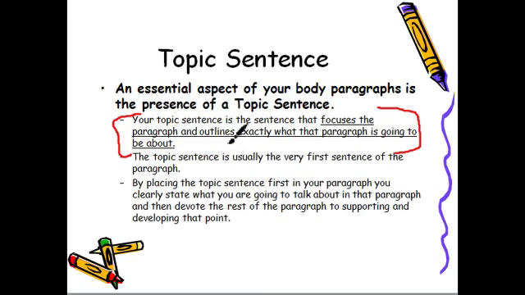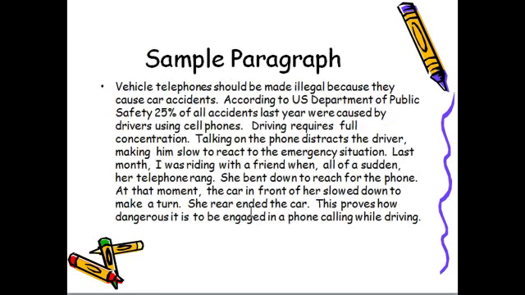The topic sentence is usually the first sentence of the paragraph. By placing the topic sentence in your paragraph, you will be able to clearly state what you're going to be talking about in the paragraph and therefore be able to devote the rest of the paragraph to supporting the point you made in your topic sentence. Now that we've discussed the purpose of the topic sentence and where it should be placed in your body paragraph, let's move on and take a look at a sample paragraph.